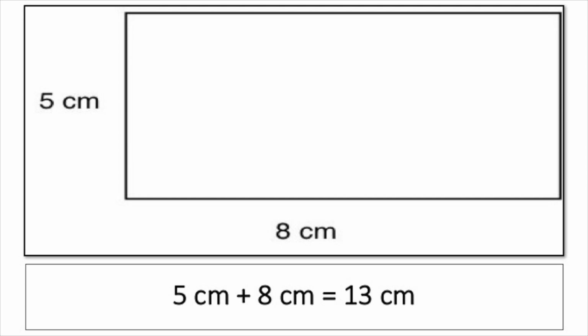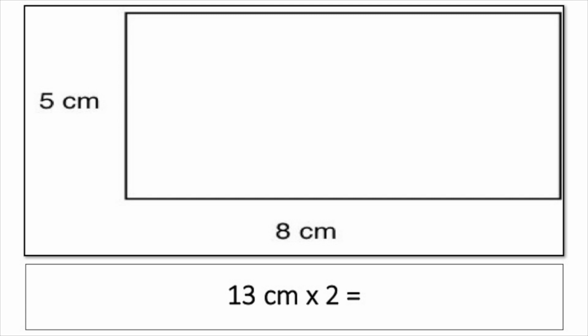So after we've got the distance of the width and the length, 5 plus 8 equals 13 centimeters. 13 centimeters times 2 equals 26. 26 what? Centimeters. Okay, so now you've worked out the perimeter of this rectangle.